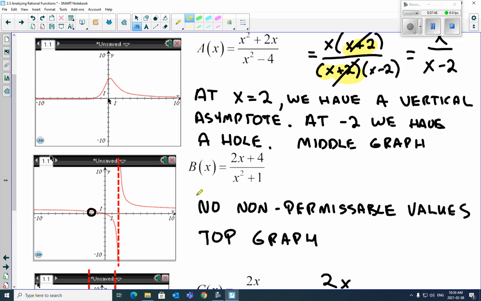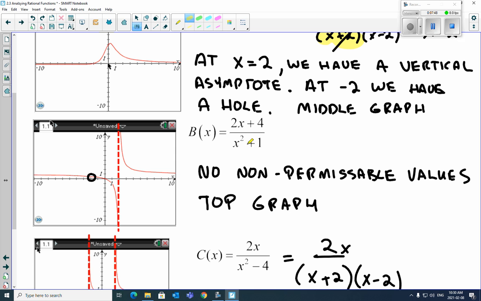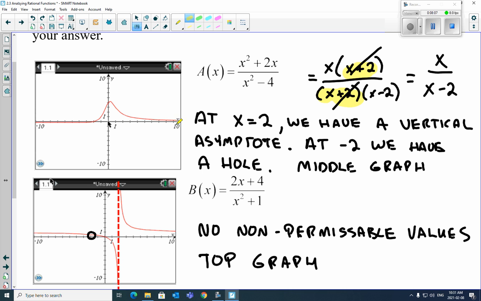Okay, what about this one? 2x plus 4 and x squared plus 1. There's no permissible values. Huh? What do you mean there's no permissible values? Well, there is no way that can be 0, right? Because no matter what value of x we pick, whether it's positive or negative, when we plug it in to square it, it's going to be positive anyways. So you get a really weird looking graph, and you actually get this one at the top here, which is kind of the bump in the graph. And again, you can do that with the table of values.